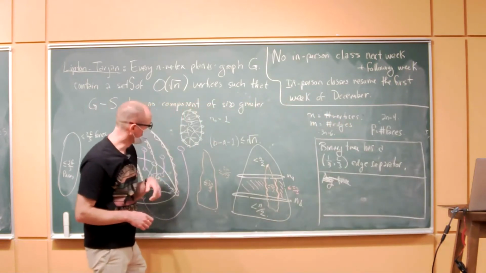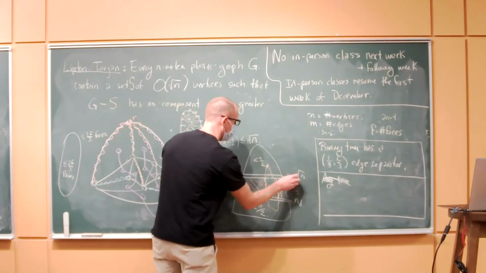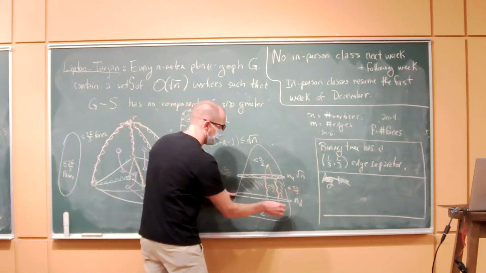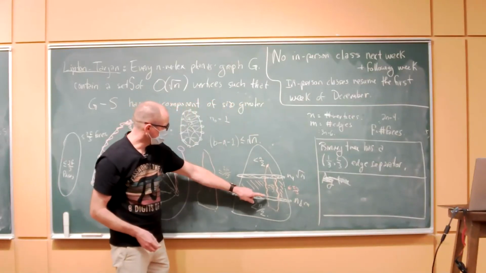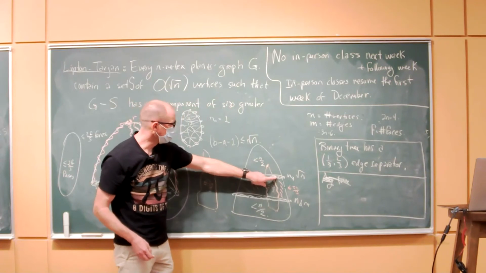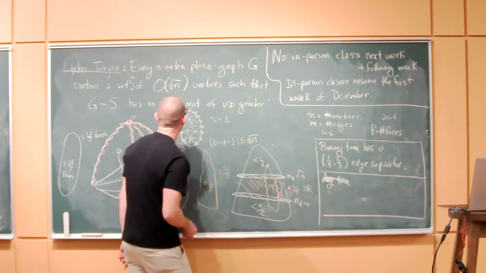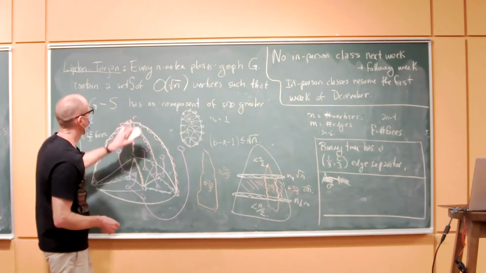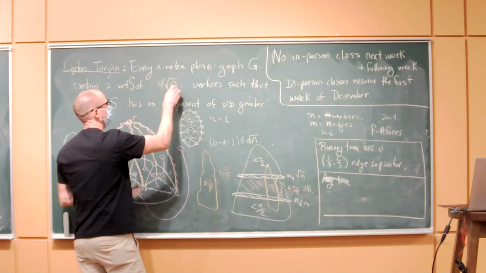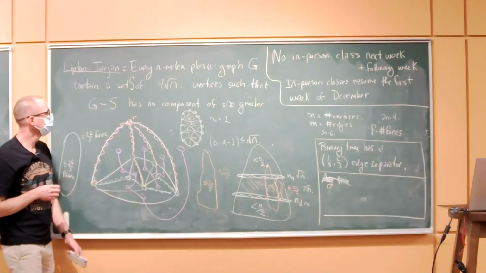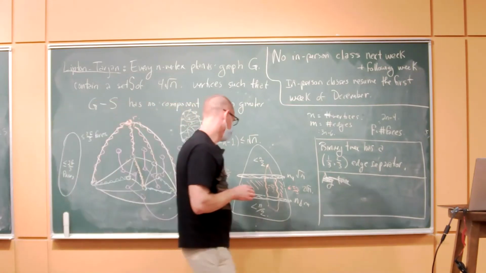So what's the total size of the separator we get? Here we have root n vertices. If we take this layer, we have root n vertices because we're going to take all the vertices in this layer. And here we have root n, and here we have root n. So that's another 2 root n. So we get at most 4 times the square root of n vertices. Okay. Good. How is that useful?